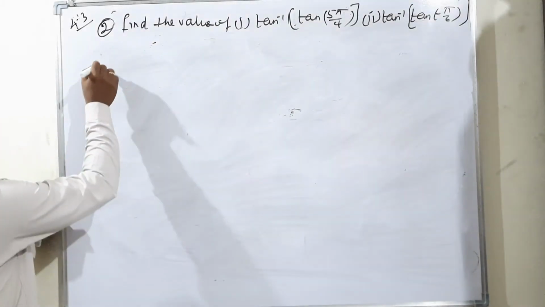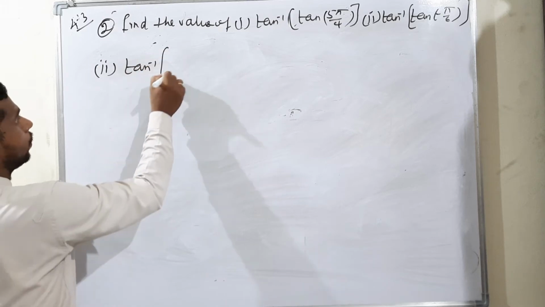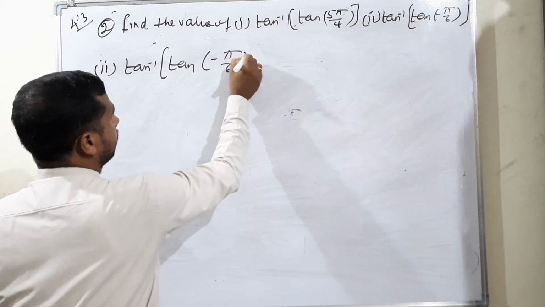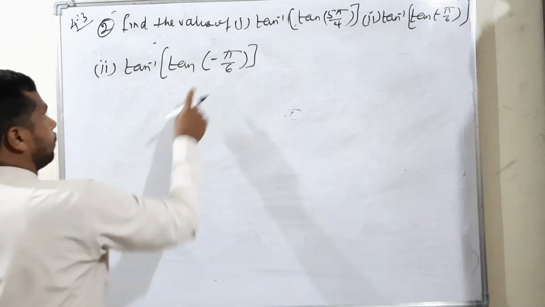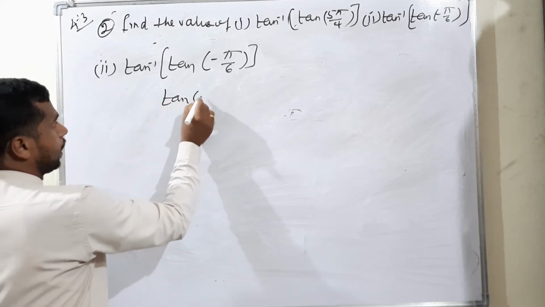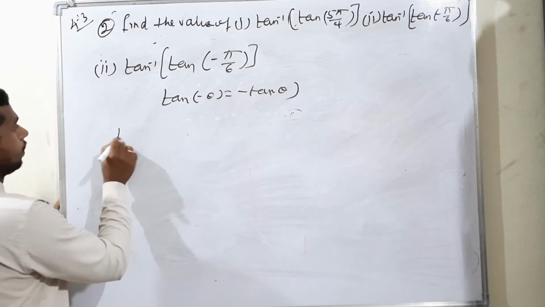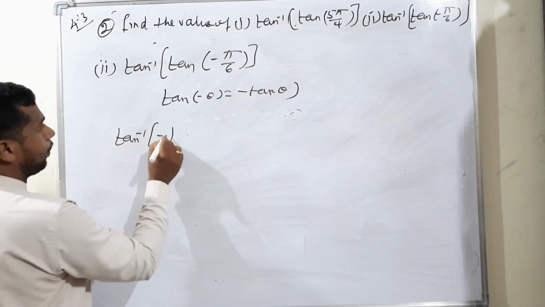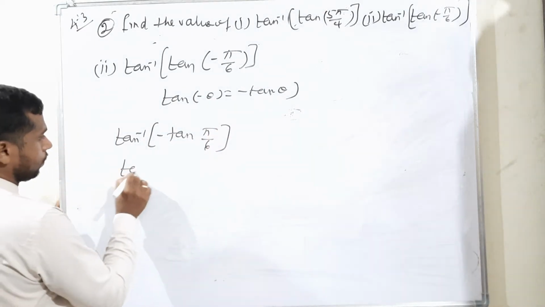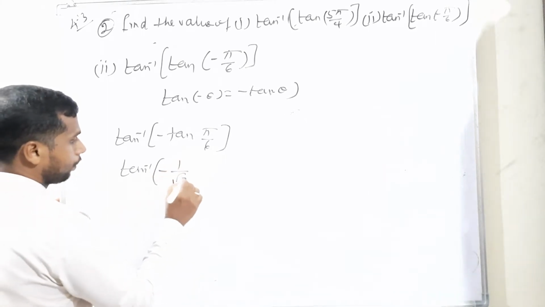Question subdivision 2. Tan inverse tan of negative pi by 6, isn't it? So, a negative term is there. We have to rearrange it first because tan of minus theta is equal to minus tan theta. So, tan inverse of minus tan pi by 6, and tan pi by 6 means 1 by root 3.